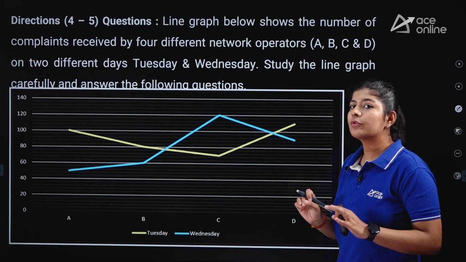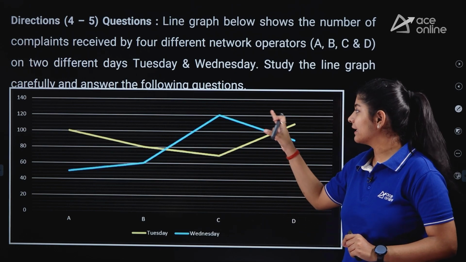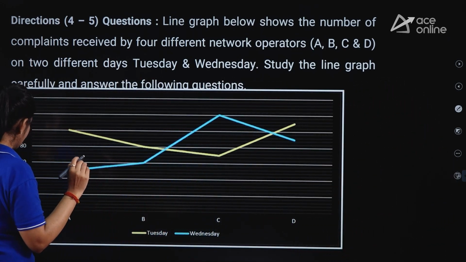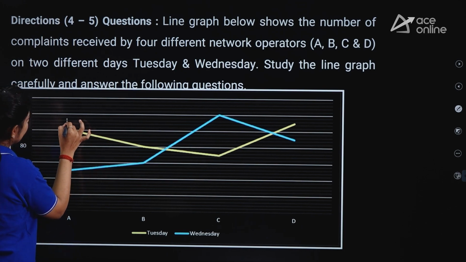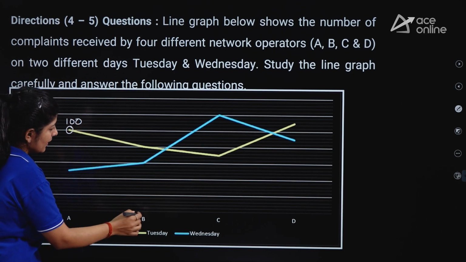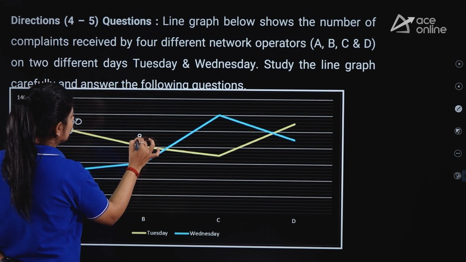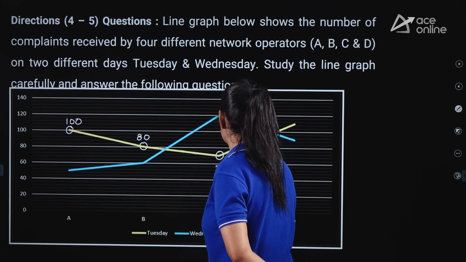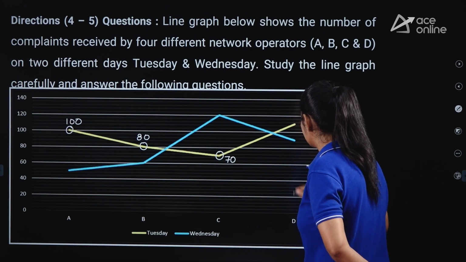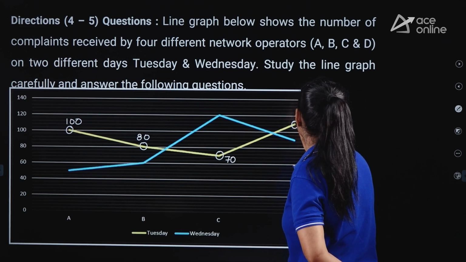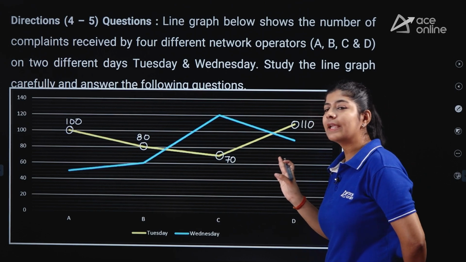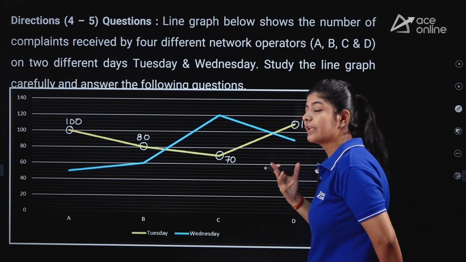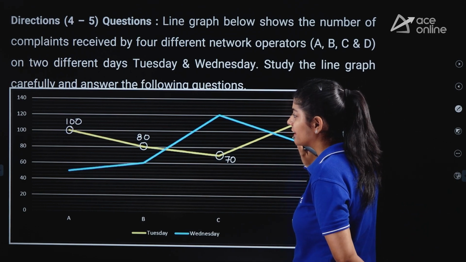So what you have to do now is take care of all the values given in this particular chart. Here I am just going to write down the values. Basically this is 100, right? And this one is 80, right? And this one is 70. And this one is 110, right? So you are able to determine all the values so that you can easily write them in your examinations as well, not in this session only.